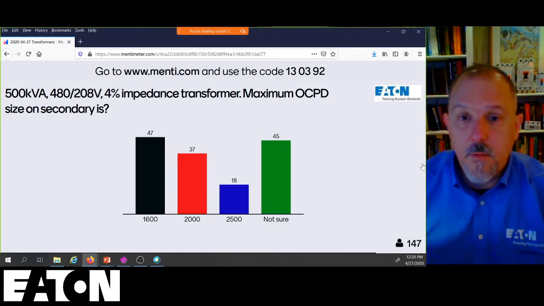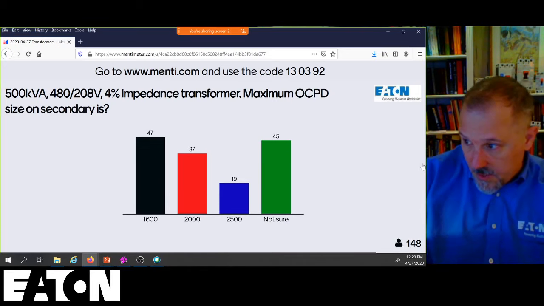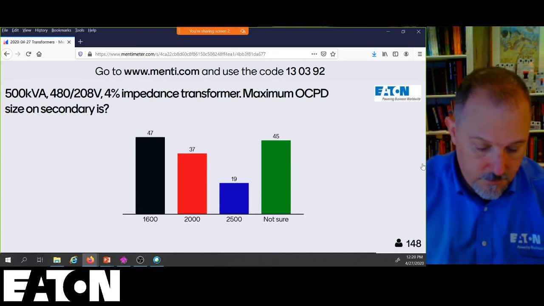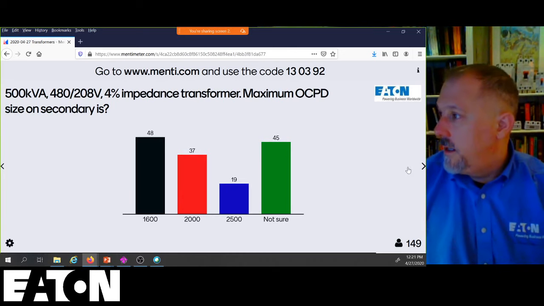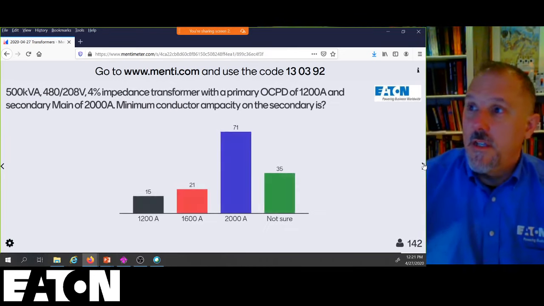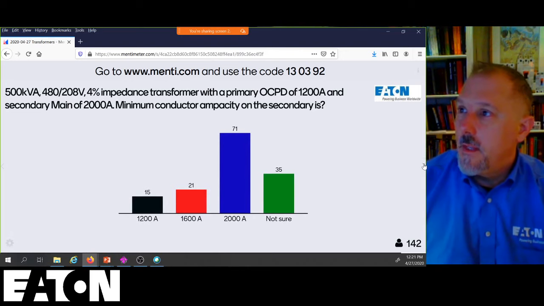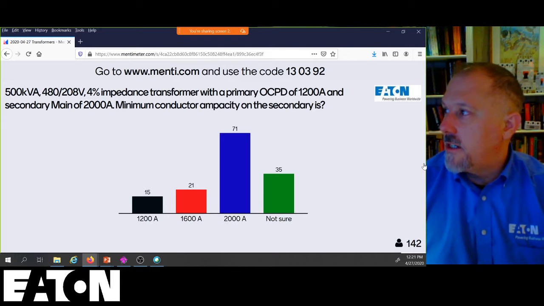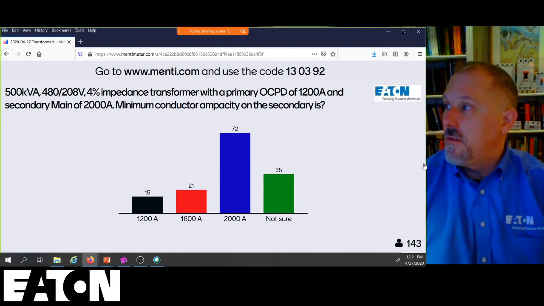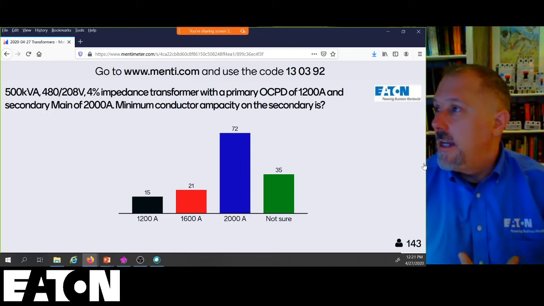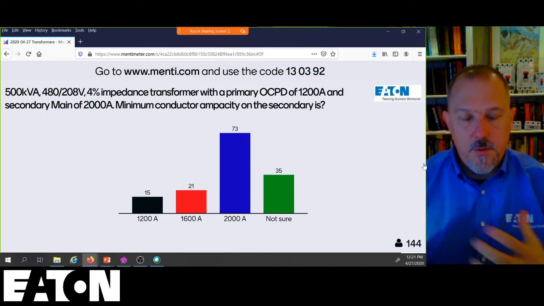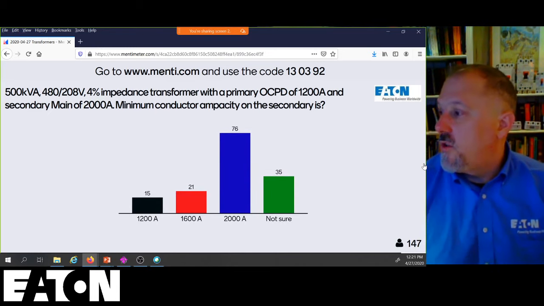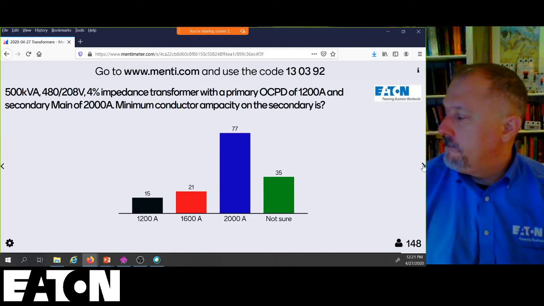I'm not going to look at it right now. We're going to go through that detail. I would say you could do a 1,600 amp, and that's probably what you would do, but you could put a 2,000 on there too. We're going to go through this in detail for at least one transformer. With a primary over 1,200 amps and a secondary main of 2,000, minimum conductor ampacity on the secondary. Oh, I love it, 2,000 amps. You have to protect that conductor. And again, there are requirements. You get into the tap or the transformer secondary conductor rules and things of that nature. So 2,000 amps, that's the right answer on that one.